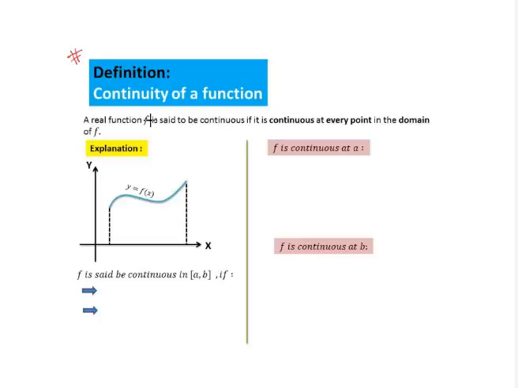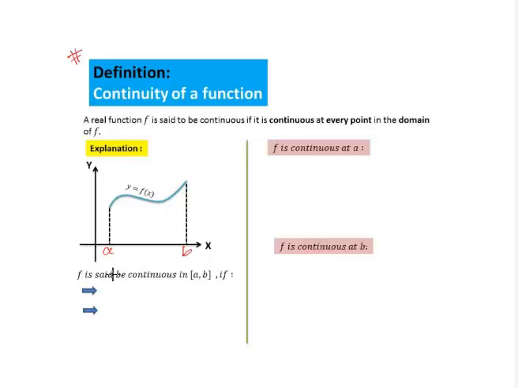A real function f is said to be continuous if it is continuous at every point in the domain of the function. Suppose this is our function, y equals f of x. The function is defined from a to b. Now we need to check whether this function is continuous or not. Graphically, we can easily understand that this is continuous.